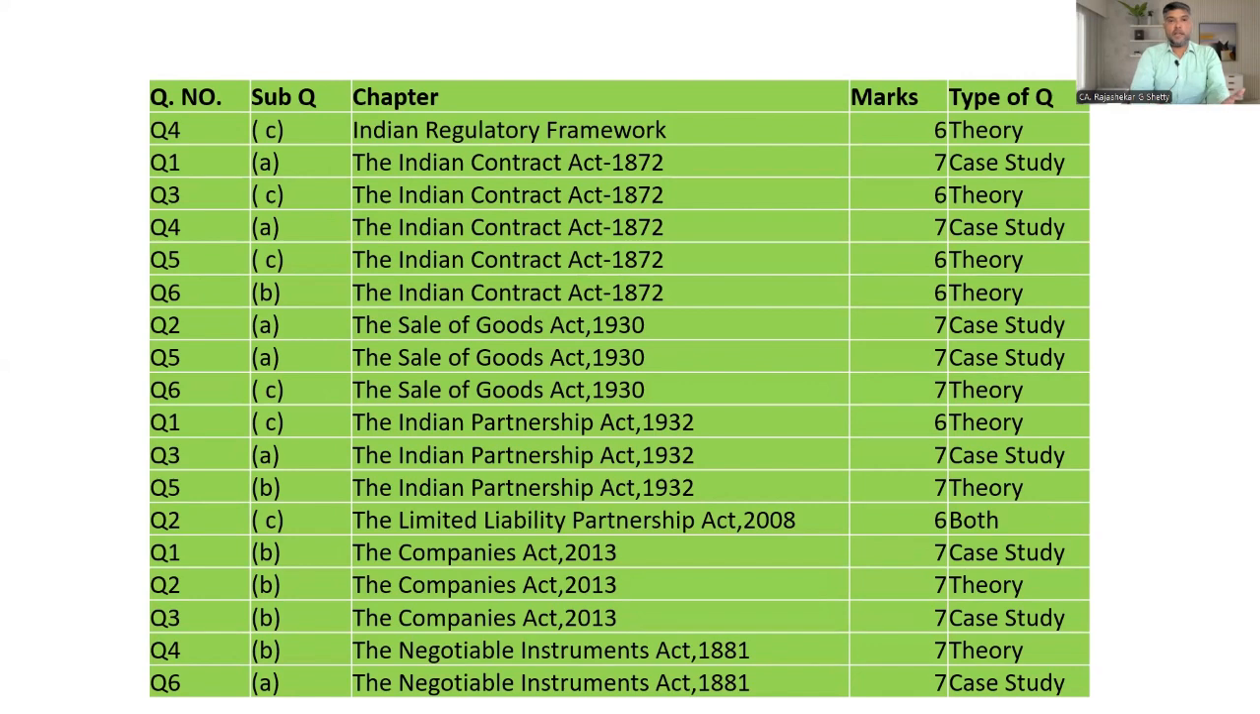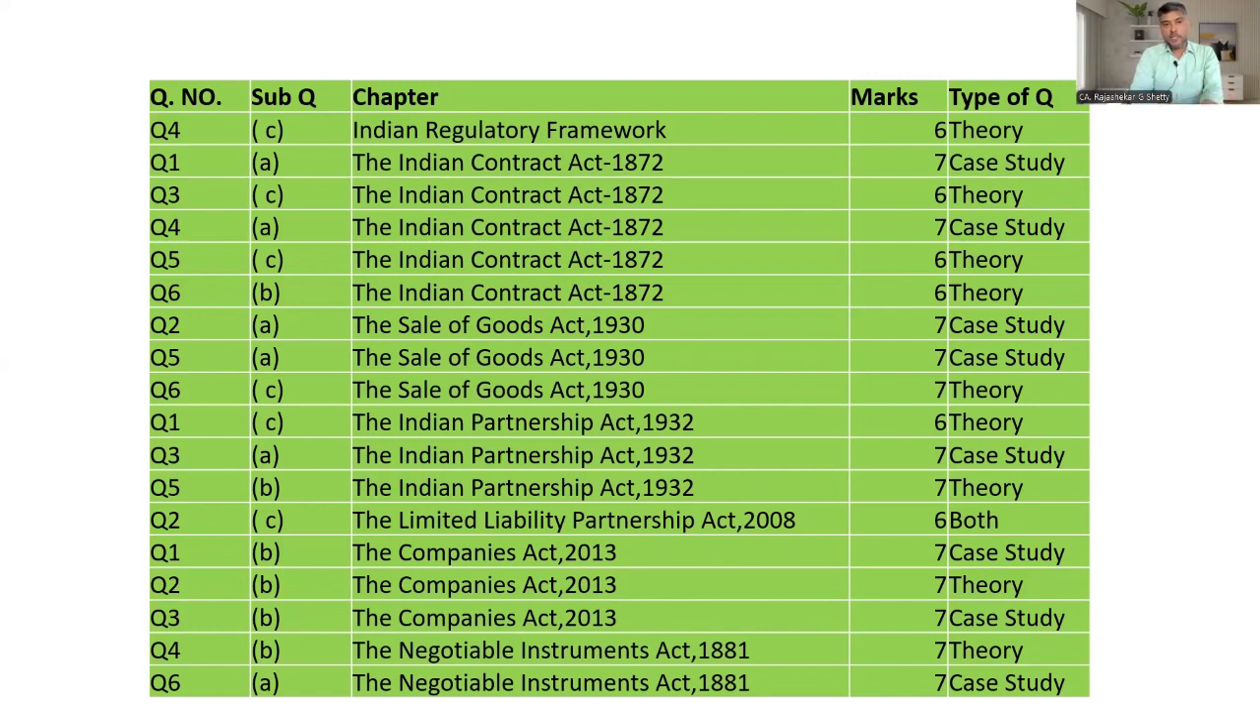Now again I've reframed the question paper pattern. See, these are the question numbers and these are the sub questions, chapter wise. First chapter, 6 marks. Next, second chapter Indian Contract Act. They will be asking 5 questions. In all the questions except question number 2, Indian Contract Act will be asked: question number 1, 3, 4, 5, 6. And question number 2 is in Sale of Goods Act. In question number 5, Sale of Goods Act will be asked.